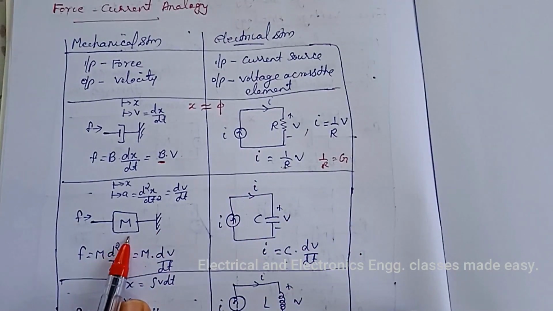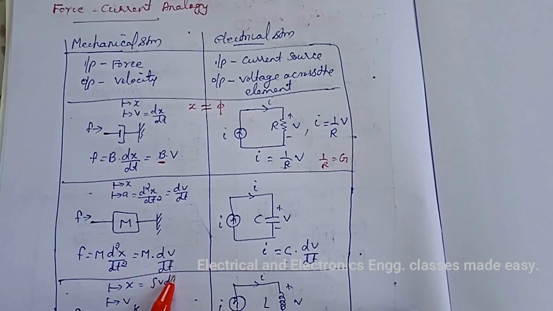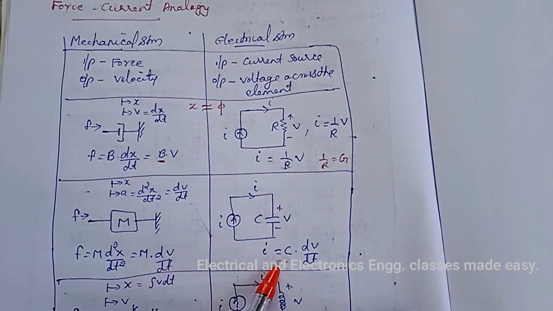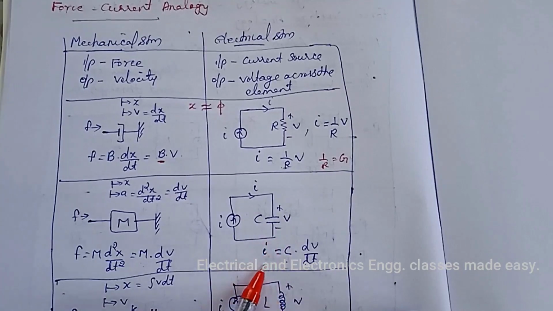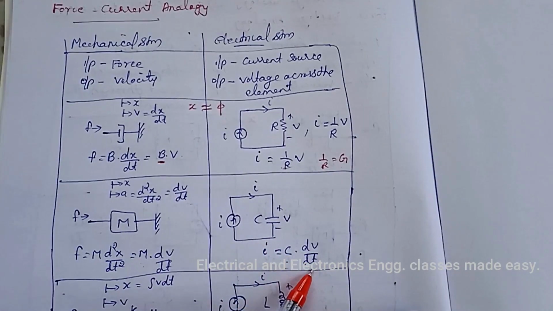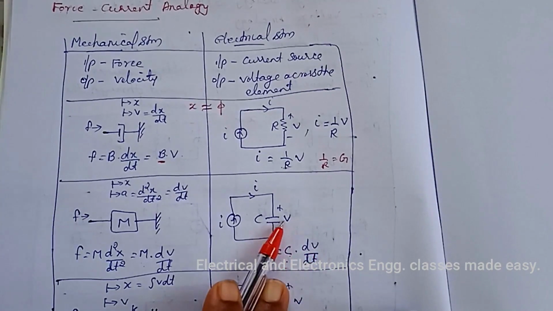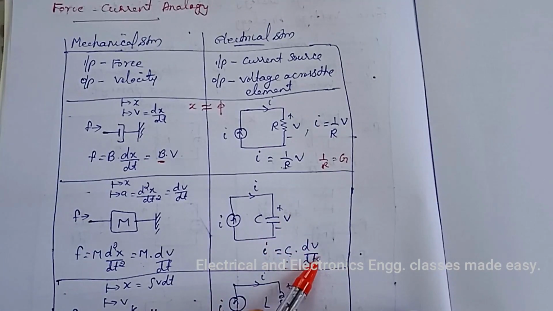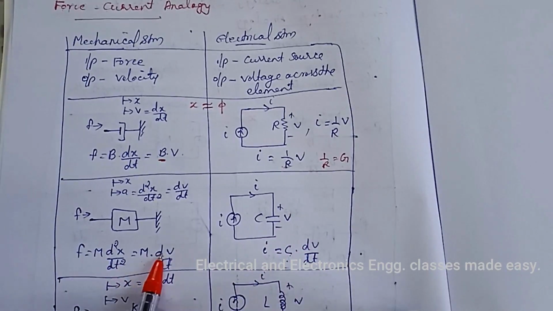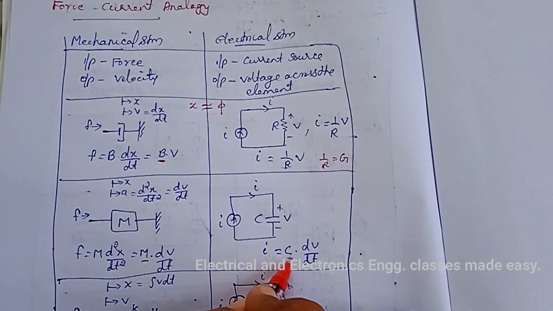In the case of mass, F is equal to m into d square x by dt square, and that is equal to m into dv by dt, where v is the velocity. Similarly, in the case of capacitor, we can write current I is equal to C into dv by dt. Here C is the capacitance and V is the voltage across the capacitor. So mass M is analogous to capacitance C.